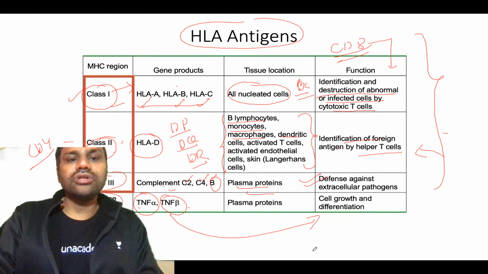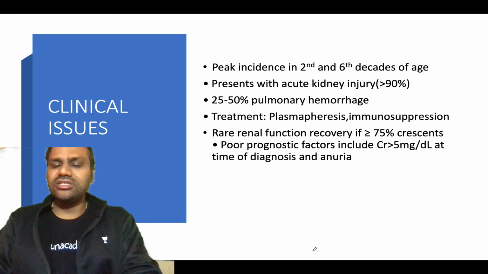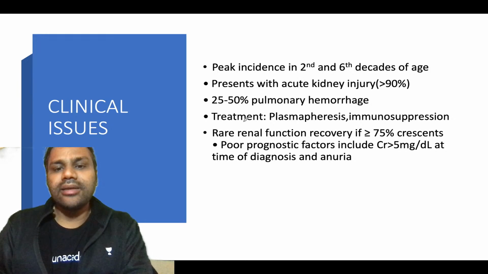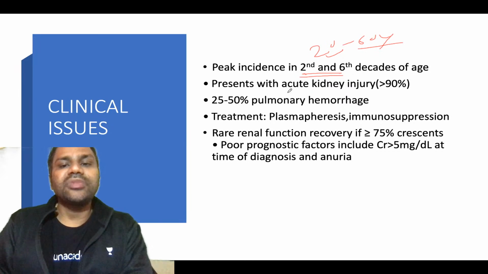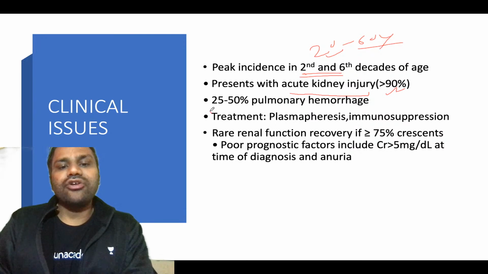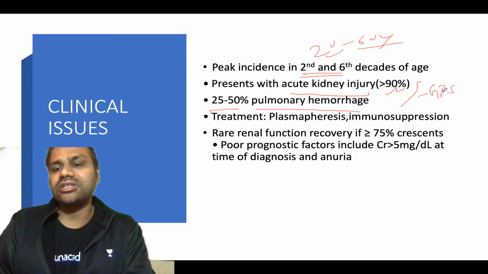Now coming back to the topic. What are the clinical issues in anti-GBM? The peak is in the second to sixth decade, so 20 to 60 years of age. It presents with acute kidney injury in greater than 90% of cases, and 25 to 50% of cases are associated with pulmonary hemorrhage. If both are present, that is Goodpasture syndrome.